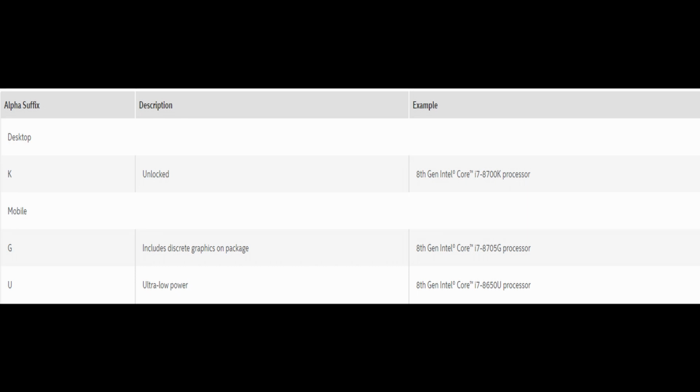But this is a kind of double-edged sword. With respect to the great battery life, it suffers a lack of performance compared to other models. Moving on to 7th generation.